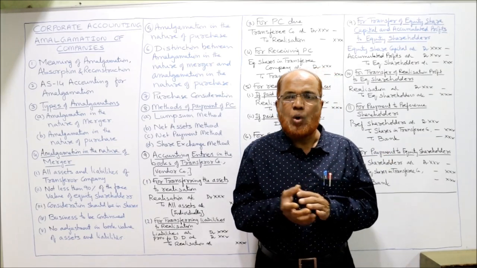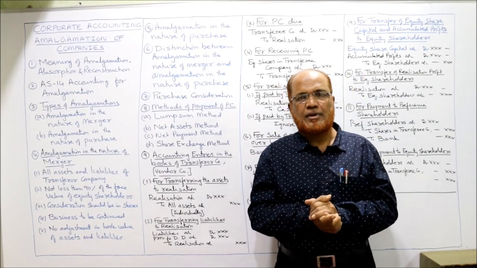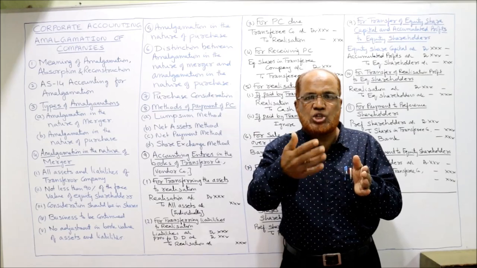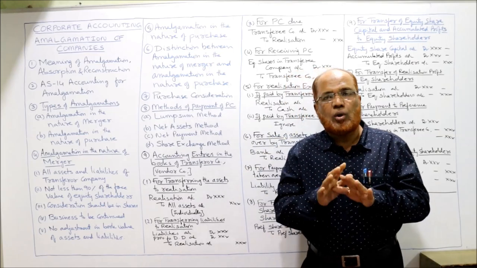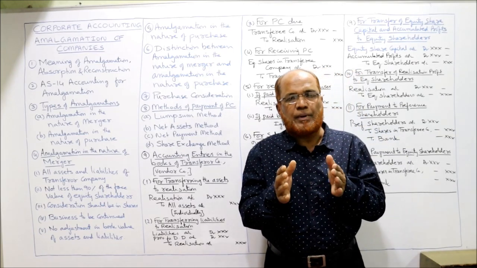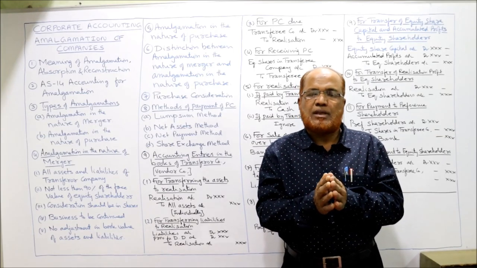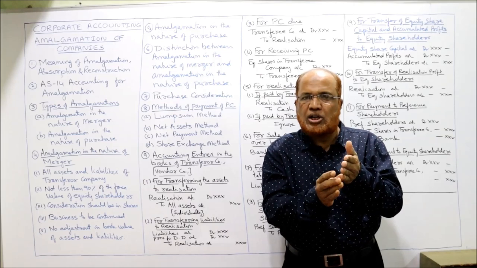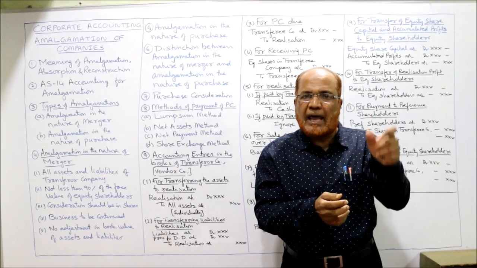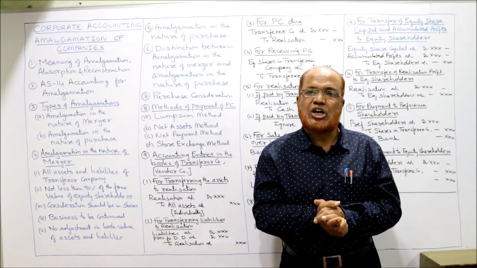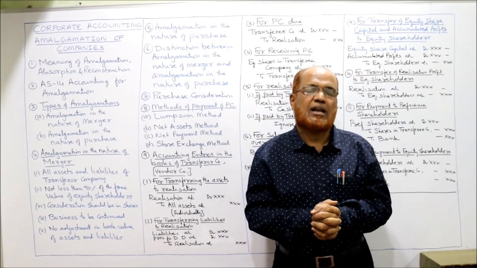There was an old saying, old wine in new bottle. The same logic will apply in external reconstruction. The same old company, values are changed and a new company is formed, external reconstruction. Internal reconstruction, no new company is formed. The same company, the assets and liabilities are restructured, revalued. That means all the fictitious assets, accumulated losses will be written off on the asset side. And on the liability side, capital will be reduced, reduction of capital. So assets and liabilities are completely reorganized, that is internal reconstruction.